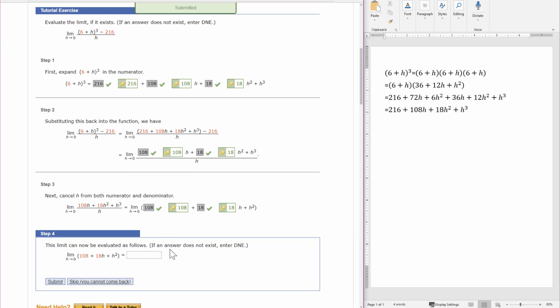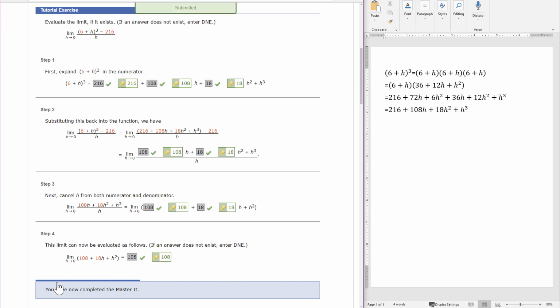Then finally, we're going to take the limit as h approaches 0. So in this case, since there's no more h in the denominator like we had before, where putting 0 in the denominator gives you something that's kind of weird, now that there's no more denominators, all we have to do is let h equal 0. That means these two terms, the 18h plus h squared, would go to 0, and all we would have left is 108. All right, so that is a simple example of doing limits analytically, symbolically, and we're done.